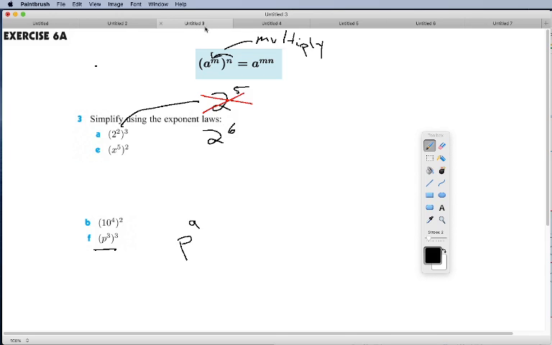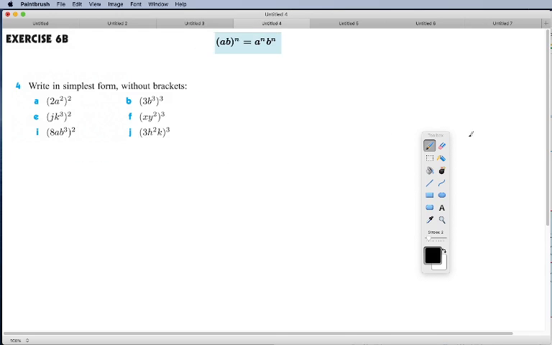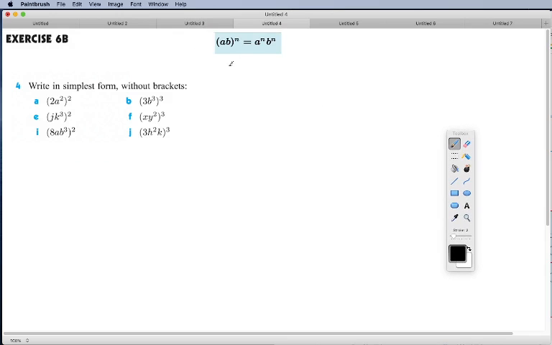Okay, let's take a look at the next one. So this one's a little bit similar to the previous one, except instead of having, for example, a to the power of something to another power, we have 2 separate algebraic letters to the power of n. And it says there you have to bring the n into both the a and the b. So another way of looking at it is you have a to the power of 1, b to the power of 1, because we know that there are hidden 1s, and on the outside there is n.